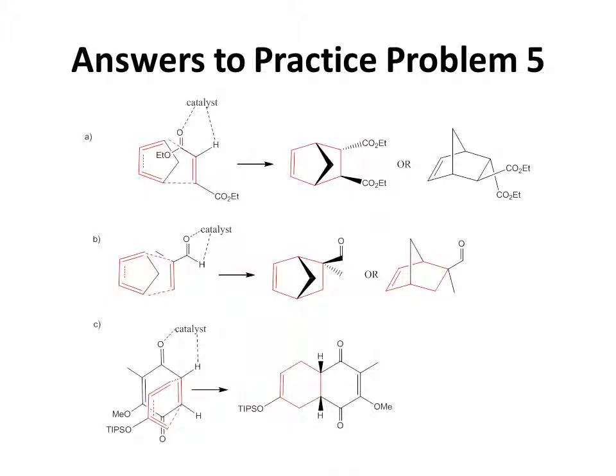And in part C, quinone binds to the catalyst. The carbonyl that's bound is conjugated to the methoxy group. The triisopropyl siloxy group stays as far away as it can from the bulky catalyst, and we produce the endo product.